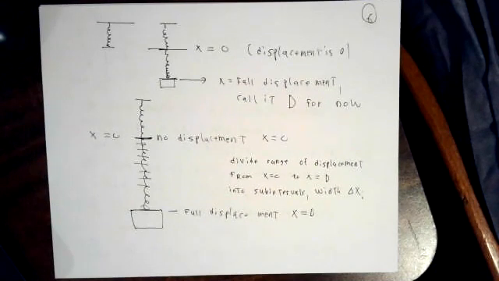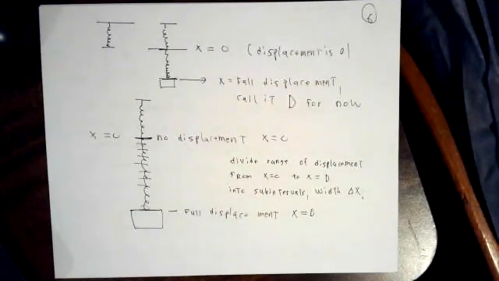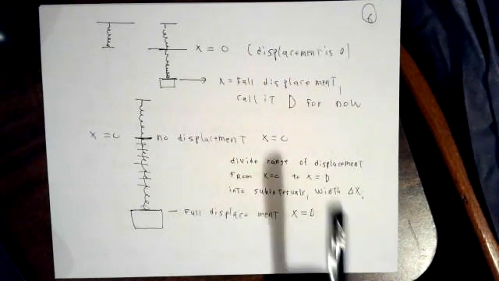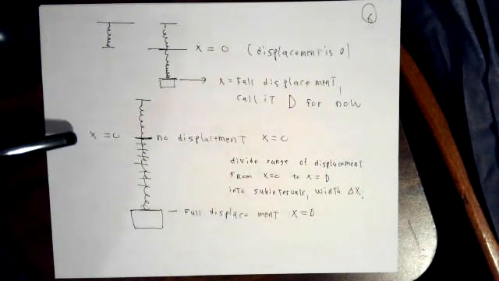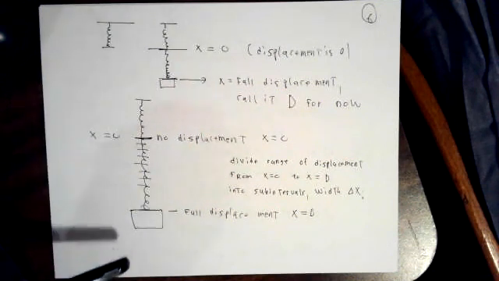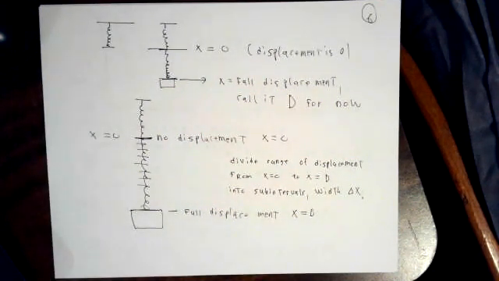Think of having the natural length of a spring. I'll call that x equals 0. X is the displacement from natural length. And then we're going to stretch the thing until it has some displacement d from the natural position. X equals 0, no displacement. X equals d, the full displacement that we're after.